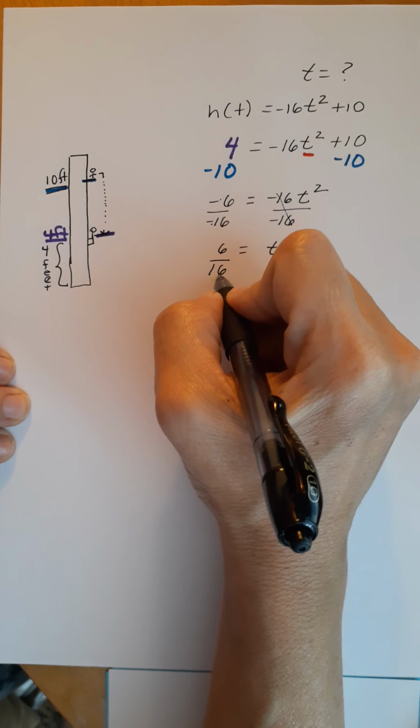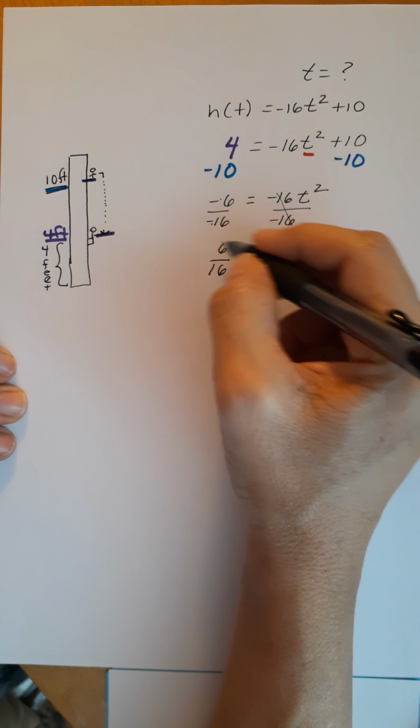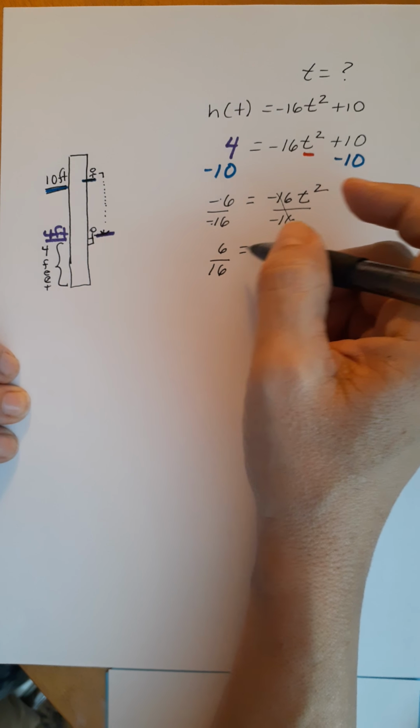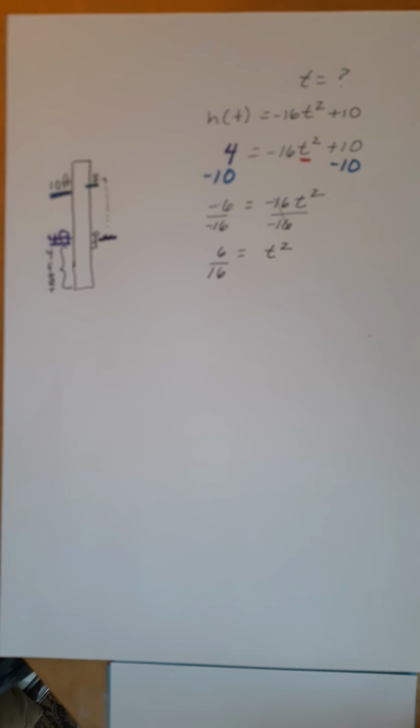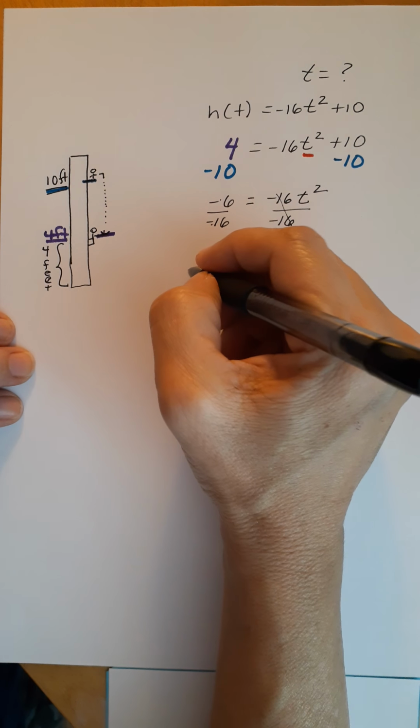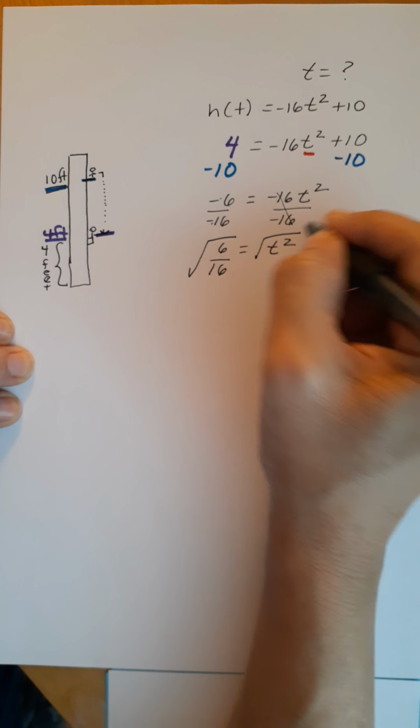Thank goodness, because finding the square root of a negative number, you can't do that. That is not possible right now for the level of math that we're doing. So now we're going to take the square root of both sides. We take the square root here and we take the square root there.